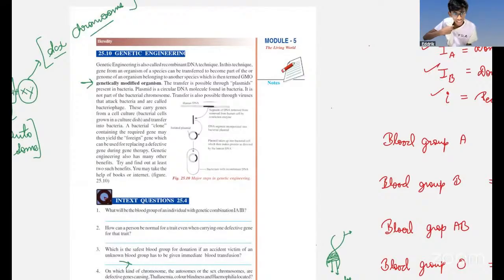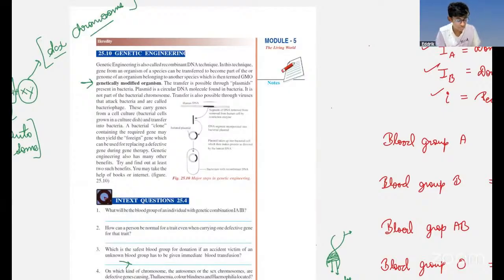25.10. Genetic engineering. Genetic engineering is also called recombinant DNA technique. In this technique, a gene from an organism of a species can be transferred to become part of the genome of an organism belonging to another species, which is then termed GMO, or genetically modified organism. The transfer is possible through plasmids present in bacteria. Plasmid is a circular DNA molecule found in bacteria. It is not part of the bacterial chromosome. Transfer is also possible through viruses that attack bacteria and are called bacteriophage.